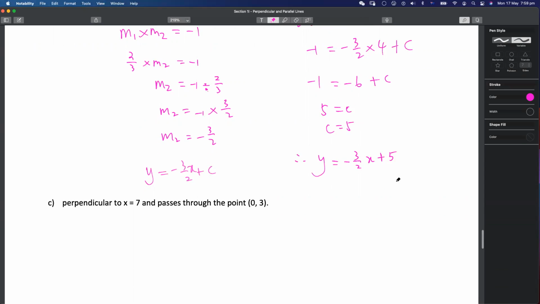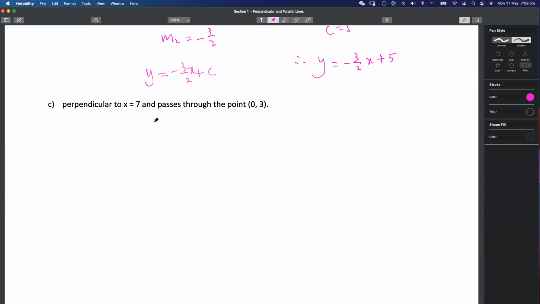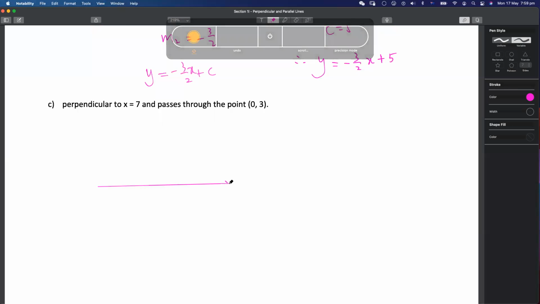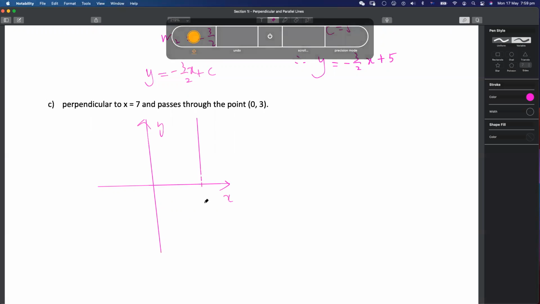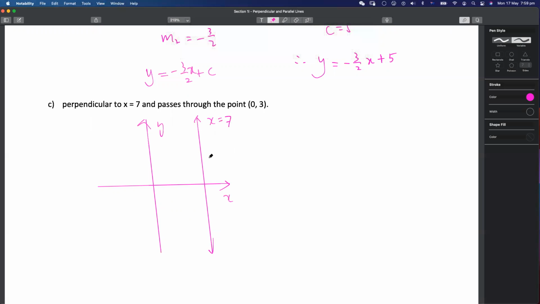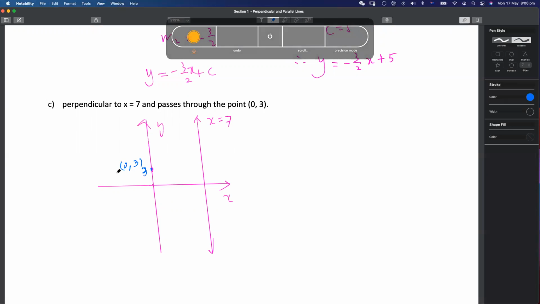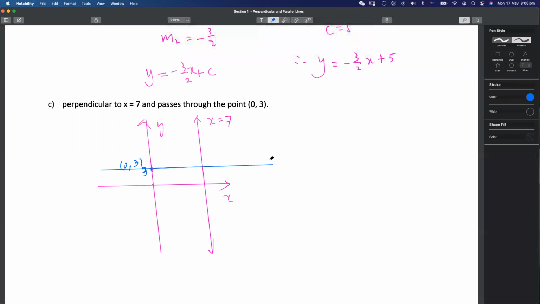Okay, last part. Perpendicular to x is equal to 7 and passes through the point 0, 3. All right, this is a bit special because x is equal to 7 is a vertical line. And passing through the point 0, 3. Okay, so that's 3 here. So if it's perpendicular, it has to be this line. So it has to be y is equal to 3, to make it perpendicular.